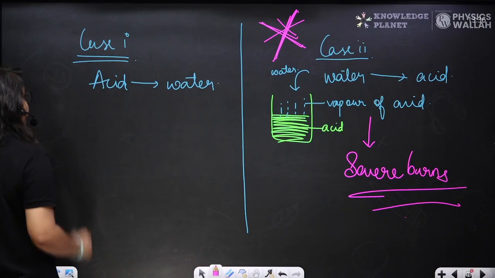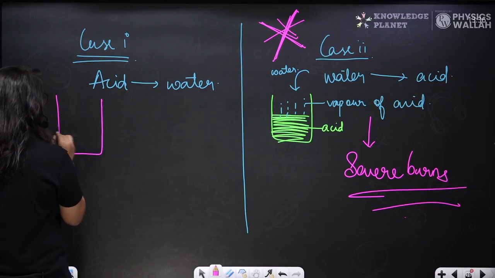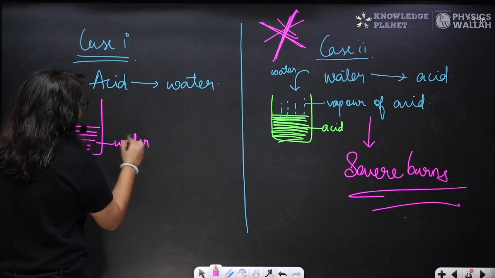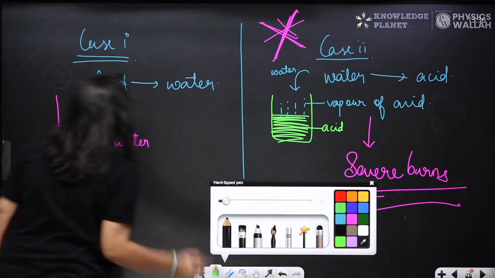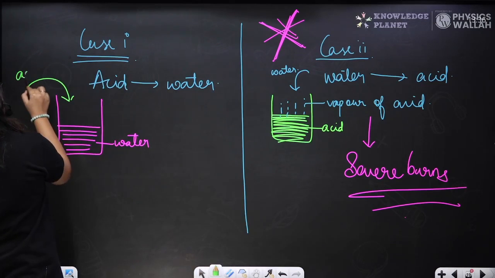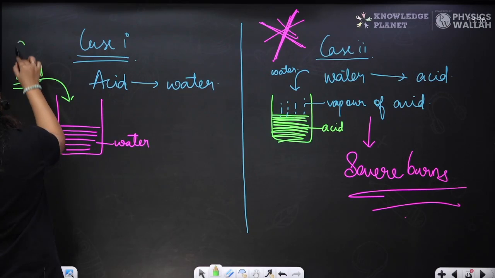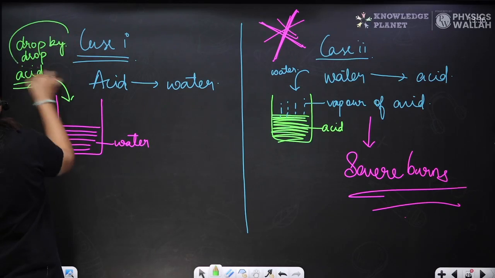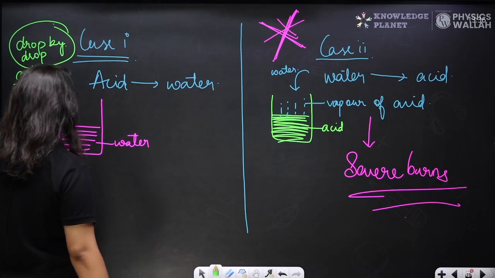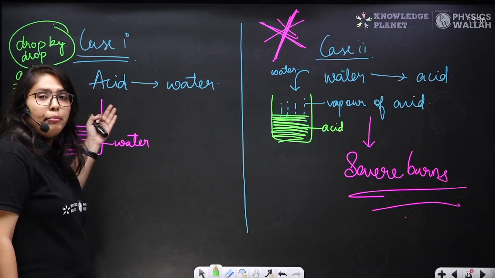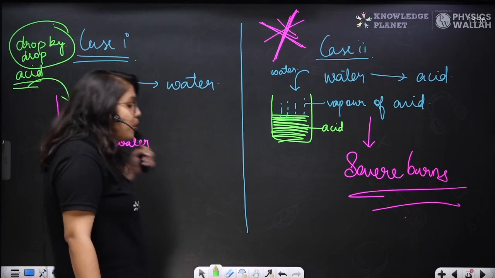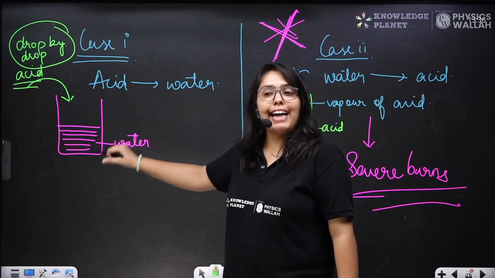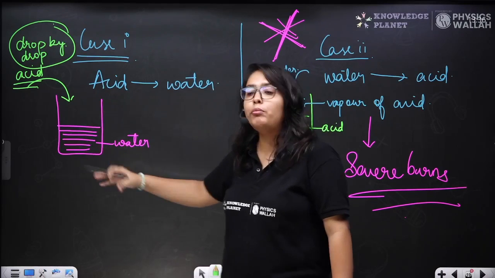Then what do we do, ma'am? We add acid to water. Let's say this is water. Now to this water we add acid, and we add it drop by drop. Now when you add this acid drop by drop, yes, the reaction is highly exothermic. But the water is in excess over here, so it acts as a coolant to the vapors that are formed.